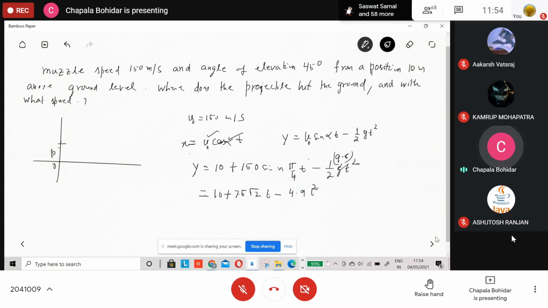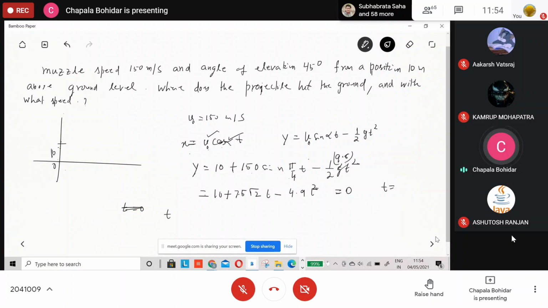When it touches the ground, this y value is equal to 0. The value of t is equal to how much? Tell me the value of t from here. You have a calculator. One we get t is equal to 0. By considering this, no, it is a quadratic equation.